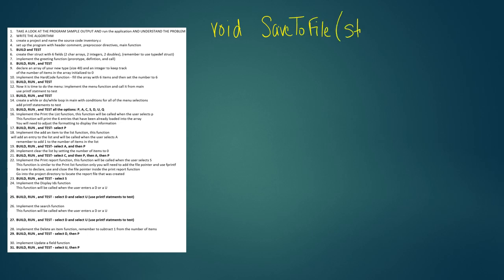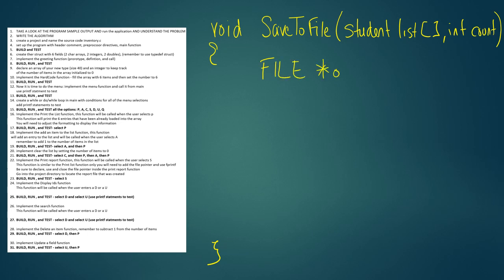This save to file is going to take our same list and the count. Now the save to file is going to do exactly the same thing that the print to screen function did, only it's going to put it into a file. So the way that you do that is you declare a file pointer. You connect to the file.